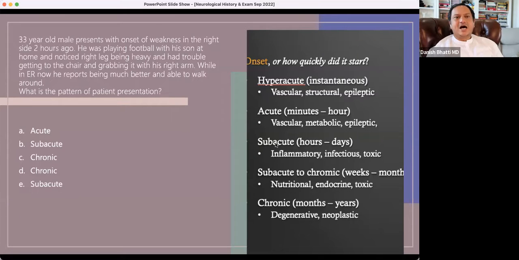Subacute will be that takes hours to establish. So it started 6 hours ago, was fine for the first few hours, then gradually got worse. And now he's really bad after 6 hours or 8 hours or 12 hours or after 2 days. That will be a subacute presentation. Infections often present subacutely over 2-3 days, or inflammation or sometimes toxicities.